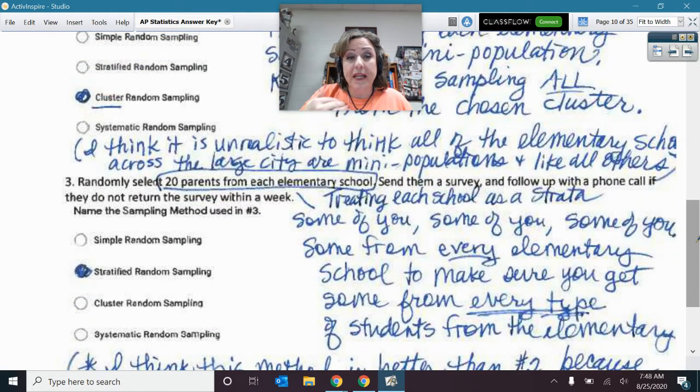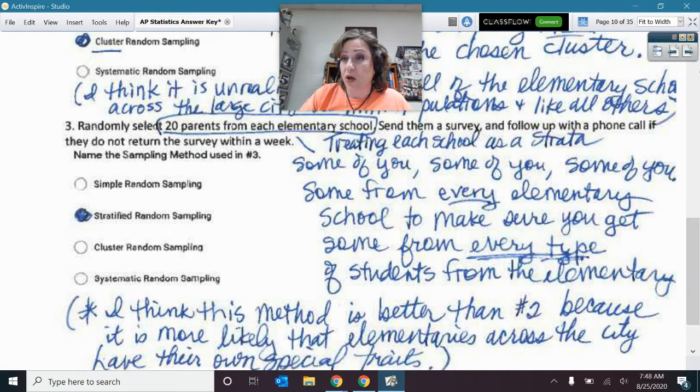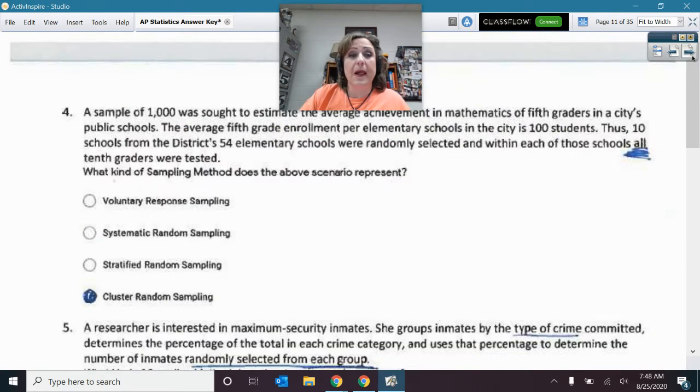Now, the next one I know is the stratifying. It's similar, but it's stratifying. And that's the reason I know it's stratifying is because they considered each elementary a strata and didn't just take all from one of them or from a few of them. They took some from every single one of the 20 elementary schools. So some of you and some of you and some of all of you. So stratify, homogeneous. Every single group is homogeneous, okay? And then I get some of you and some of all of you. So that's the stratified, okay?